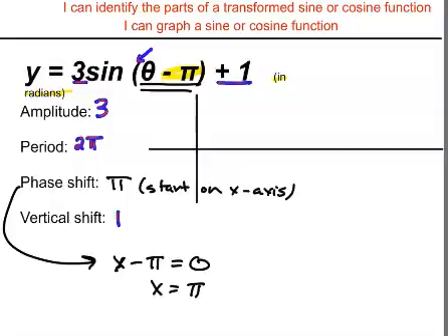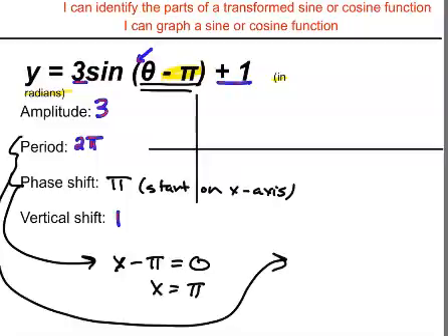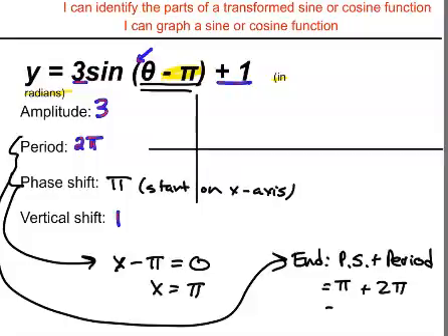All right, now this is where it's going to end. This is the ending point. It's going to end at the phase shift plus the period. That's where you can always find the end. So the phase shift is pi. If we add 2 pi, it's going to end at 3 pi.